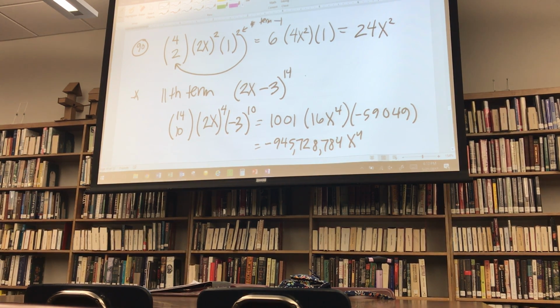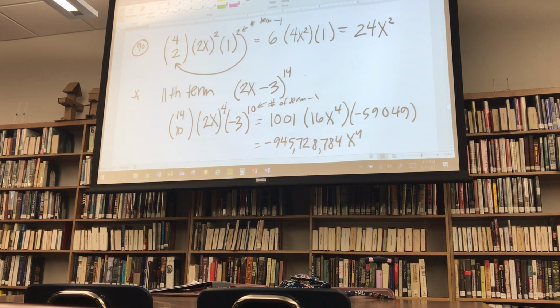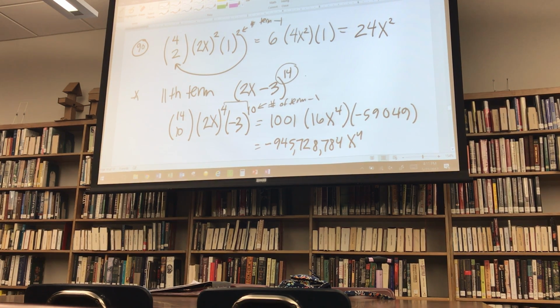So it's top choose. Okay, so this one, I usually do number of term minus 1, right? So 11 minus 1 is 10. But these two together have to make 14. Or I count from the front. That 2x would be to the 14th in the first term, 13th in the second term, 12th, 11th, 10th, 9th, 8th, 7th, 6th, 5th, 4th, 11th.